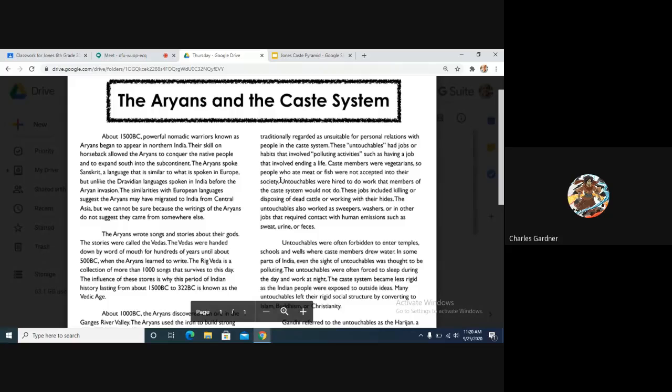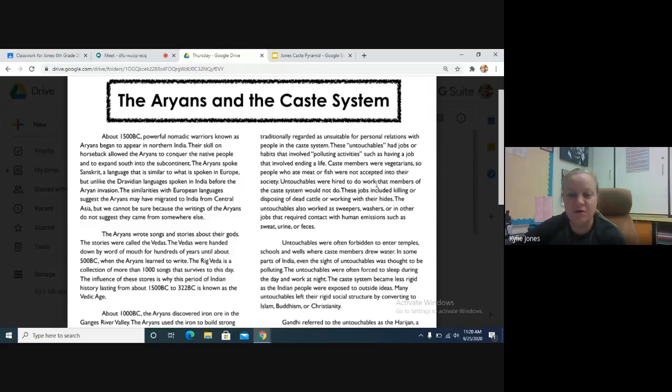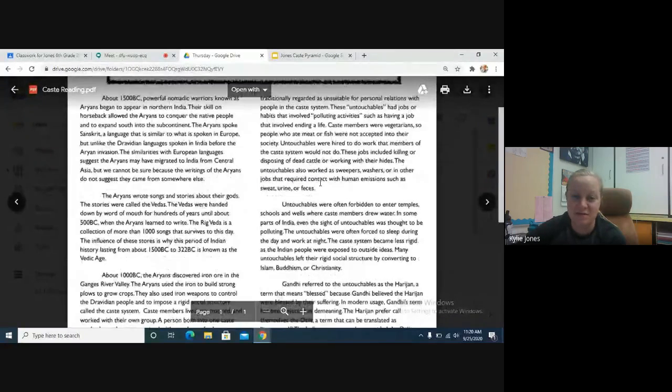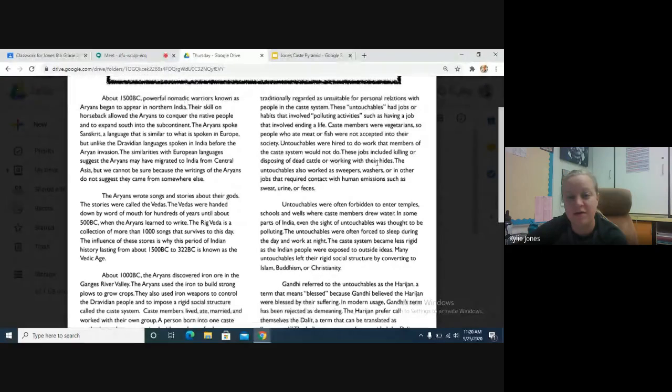Untouchables were hired to do work that members of the caste system would not do. These jobs included killing or disposing of dead cattle or working on their hides.